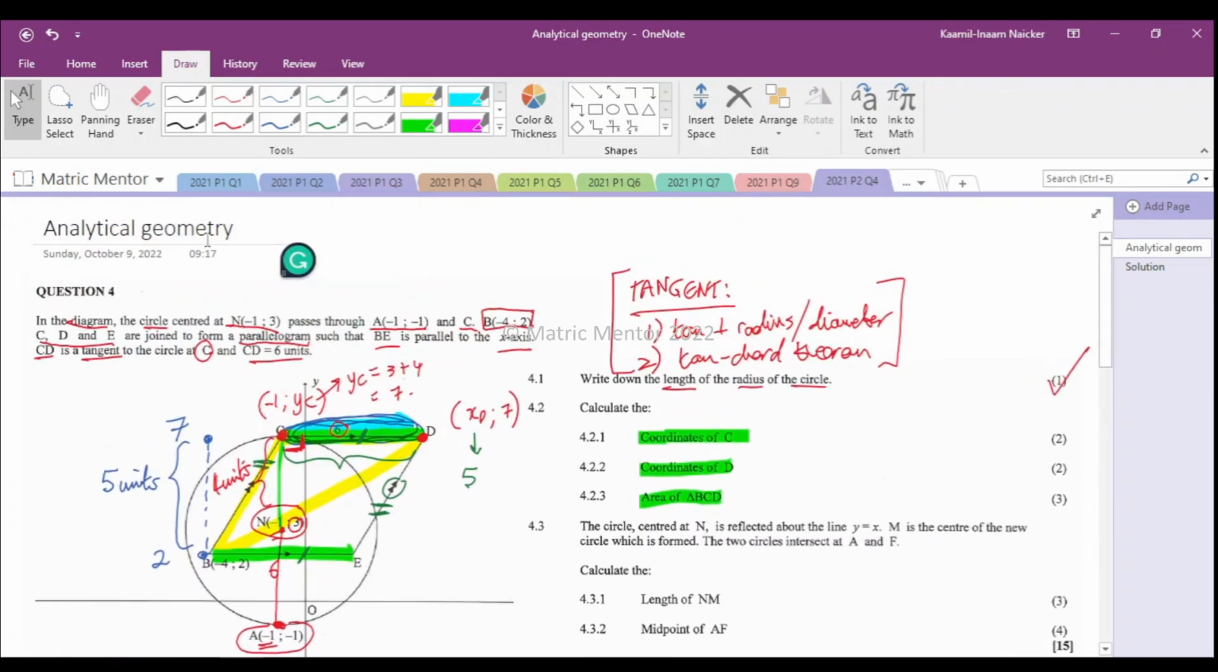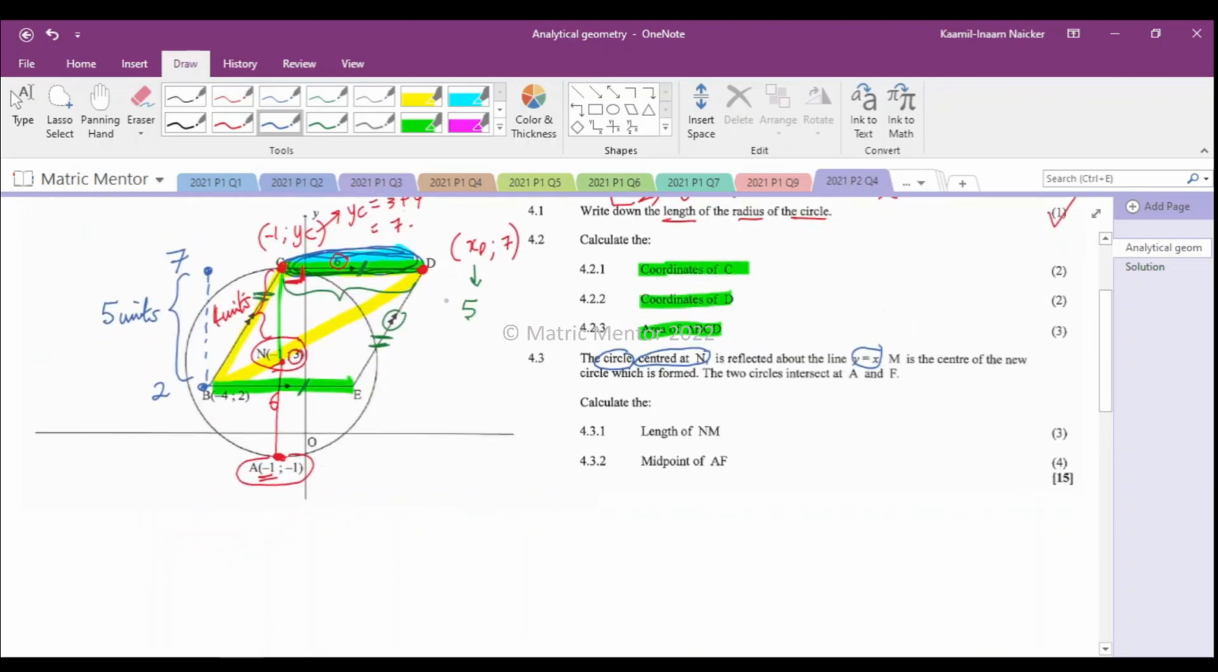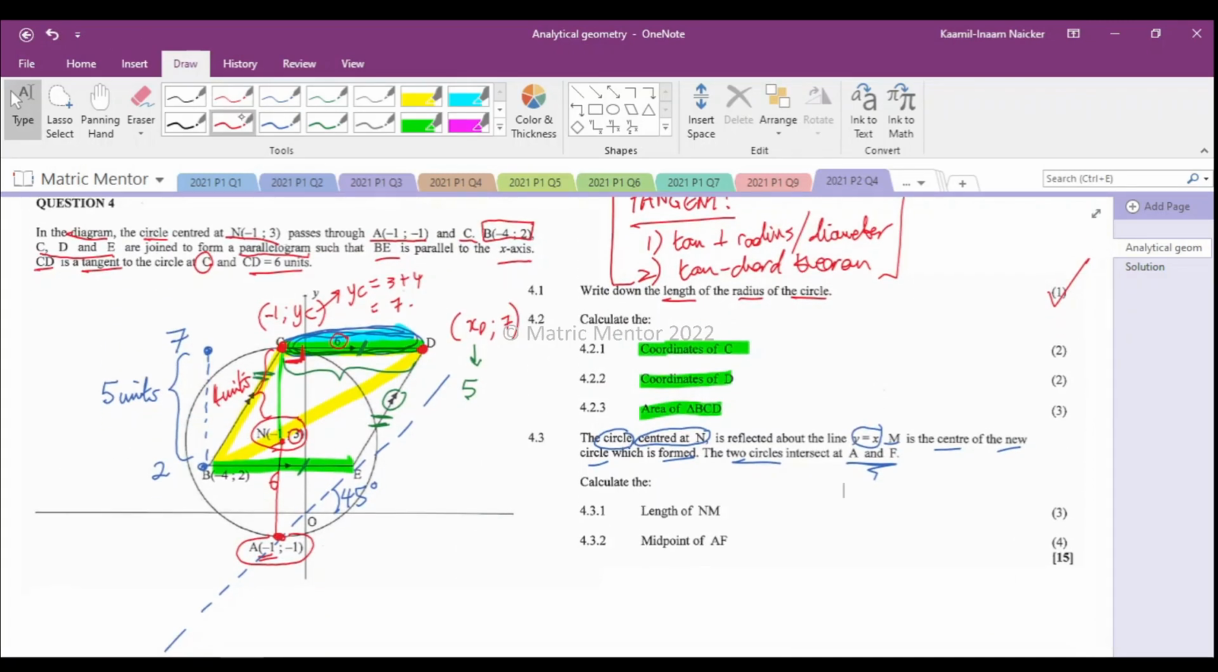4.3.1. Okay, so now they say to you, all right, the circle centered at N is reflected about the line y = x. Okay, so if you are not sure, the line y = x is a perfectly 45-degree line. Okay, so we essentially flip that circle around onto this side. M is the center of the new circle which is created, and the two circles intersect at A and F. So let's try and get a picture of this going. It's not going to be 100% accurate because, I mean, in the exam, you're not going to get your measurements accurate.